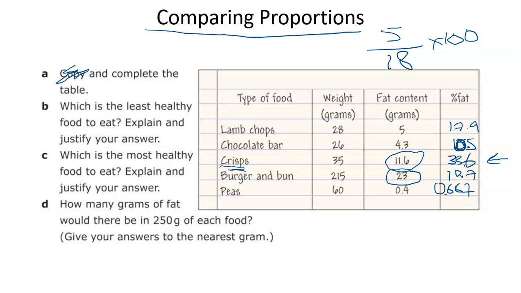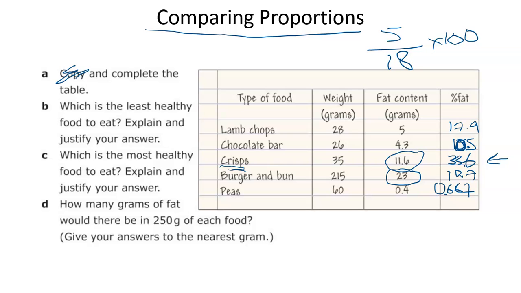But if you're going to eat a certain volume of food to fill you up for your dinner, you're not going to just eat a packet of crisps, you're going to eat several things, in which case the burger and bun is better because it's filling you up and, as a percentage of the whole mass of stuff that you're eating, has less fat. Which is the most healthy? Well, obviously the peas, because it's just got nowhere near that amount of fat. So, going to be a winner if you go vegetables.